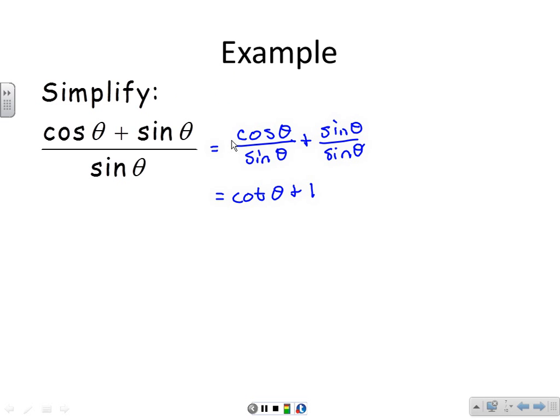But that's not cotangent squared plus 1, so it's not your Pythagorean. It's just cotangent theta plus 1. And that's going to be simplified.